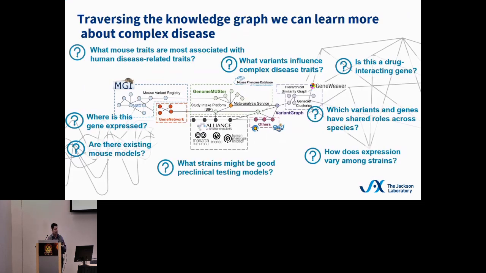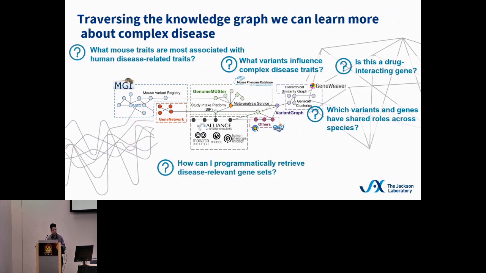So when everything's connected, right, we can use this information, this knowledge graph, to do this work. And it allows us to ask a lot of different questions. For example, if we're going to study some disease-related traits in humans, which mouse traits correlate to that? Which mouse traits should we actually study? What variants influence complex disease traits? Is this a drug-interacting gene, right? Once we find is it drug-interacting, which variants and genes have shared roles across species, etc.